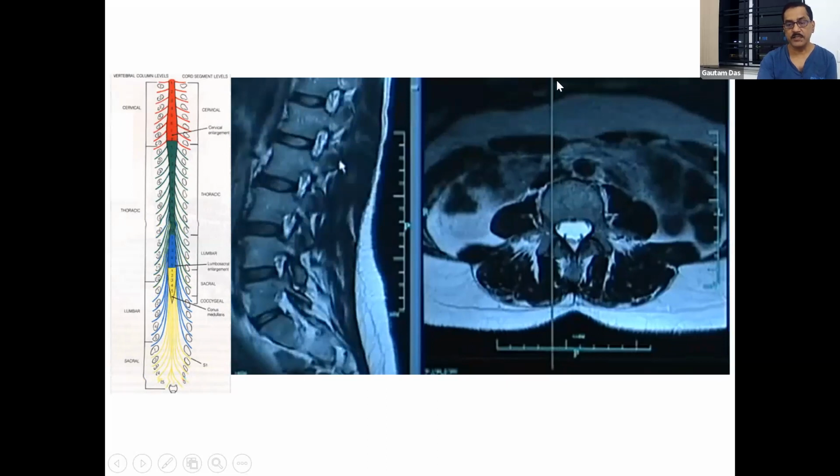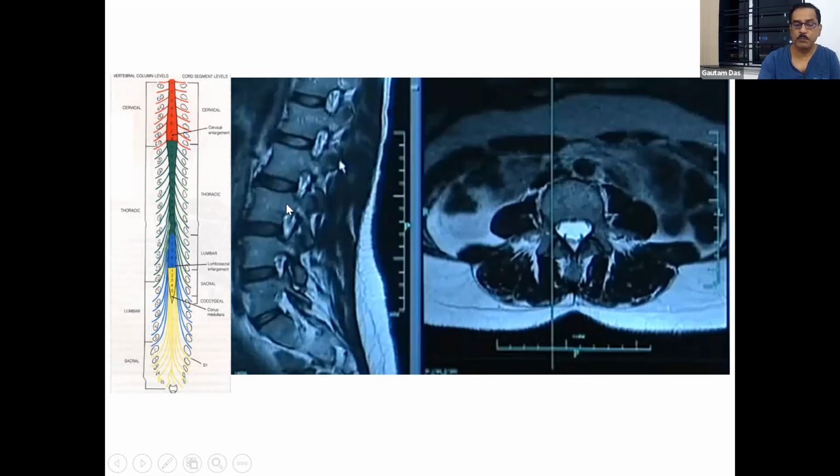Then if you take this section through the foramen, this is the superior articular process, this is the inferior articular process. So here you can see the foramen. The foramen is from this pedicle to another pedicle. What is the foramen's anterior boundary? The upper part is the vertebral body, the lower part is the disc annulus. The posterior boundary of the foramen, upper part is the superior articular process, lower part is the inferior articular process.